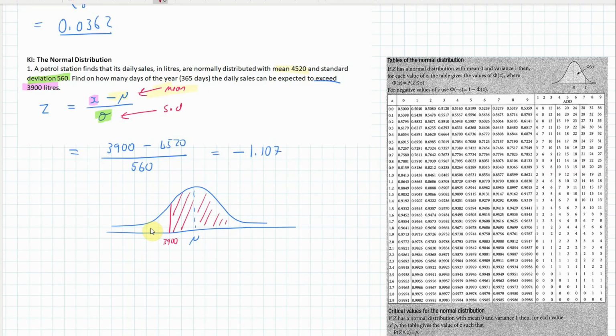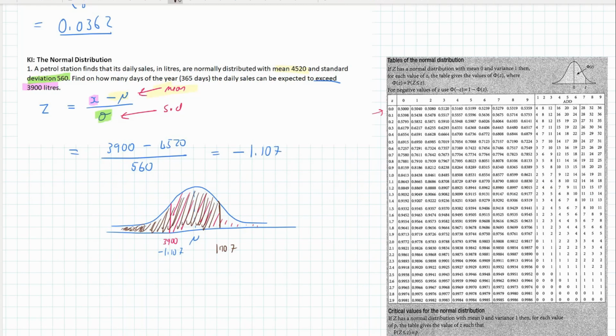So the problem with your Z table, of course, is that all of your values are positive Z values. So what we do, this is Z negative 1.107. So what we are going to do is we're going to go to positive 1.107, which is here. And because of symmetry, that value on our Z table will tell us the probability of this brown bit, which is exactly the same as the probability of the pink bit.